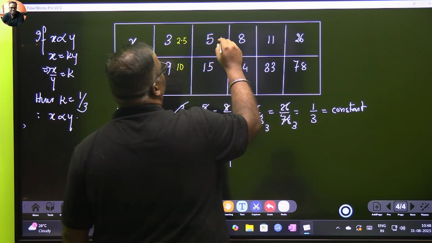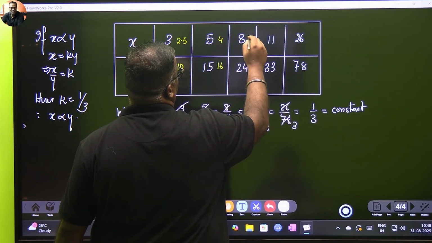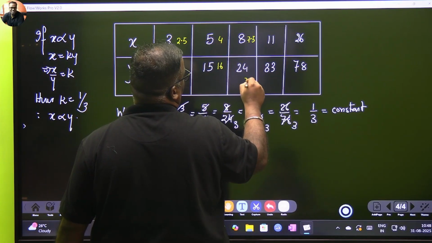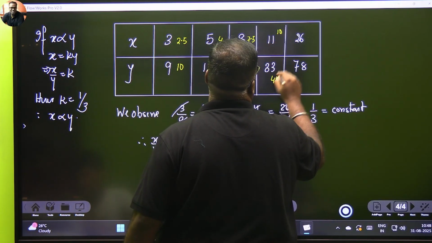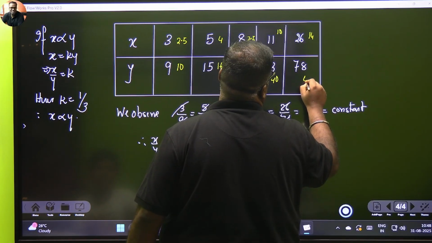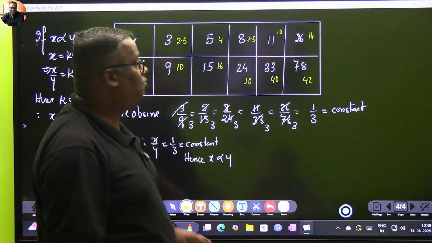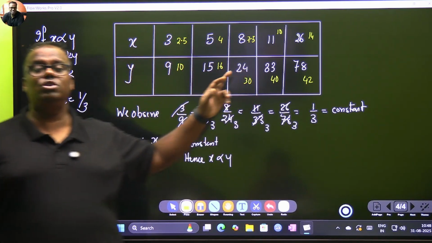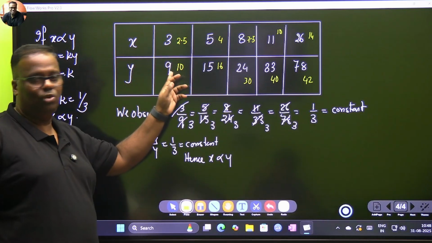Next one is 4 by 16. Next one is 7.5 by something. Next is 10 by 40. 14 by 42. 14 by 42, so it will fail. 14 3s are 42, 14 4s are 56. Straight away it fails. 2.5 into 4 times is 10.